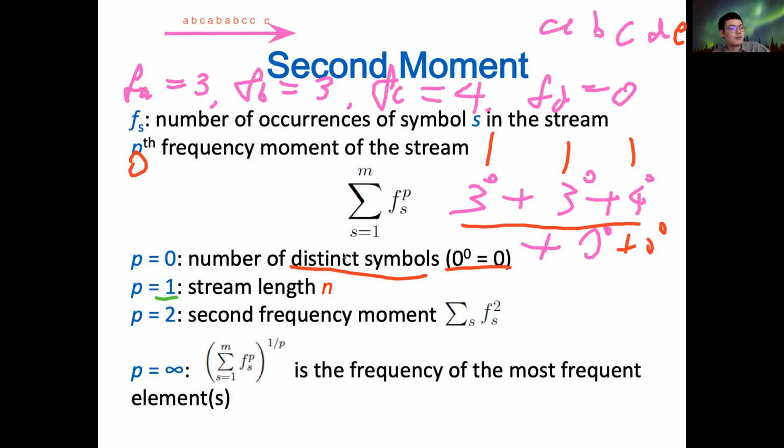Now we look at p equal to 1. P equal to 1 is pretty simple. It's just adding these numbers, 3, 3, 4, and it's 10. So there are 10 elements here: 3 A's, 3 B's, and 4 C's occurred. And the total size, of course, is the length of the stream, n. That's not so interesting, basically. So this is what we are really working on. Who can tell me the answer for the second frequency moment of this stream? Any idea?